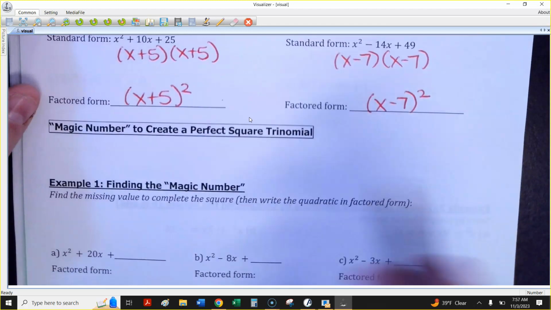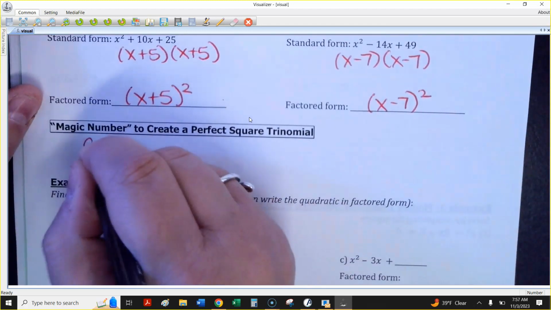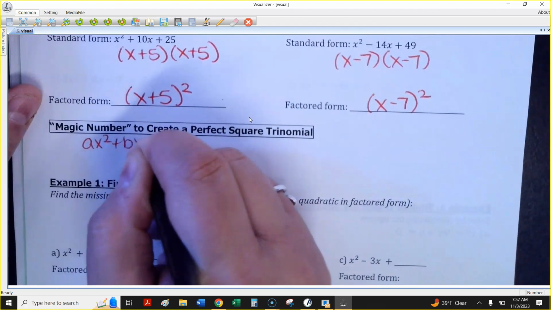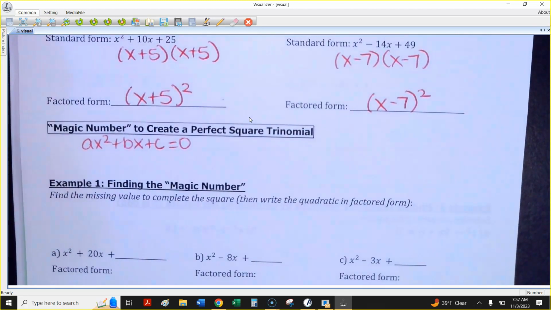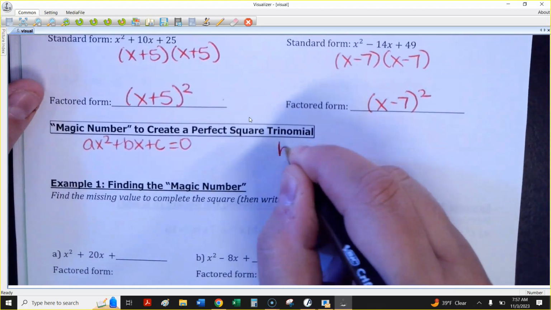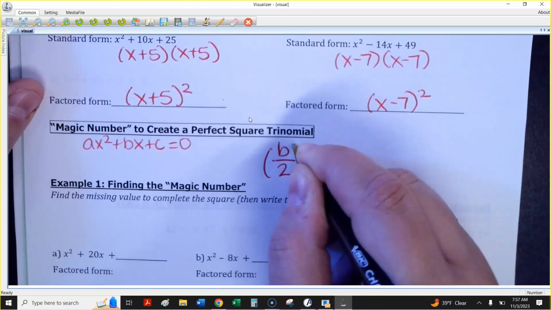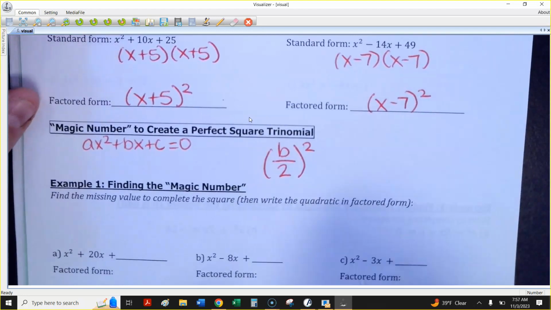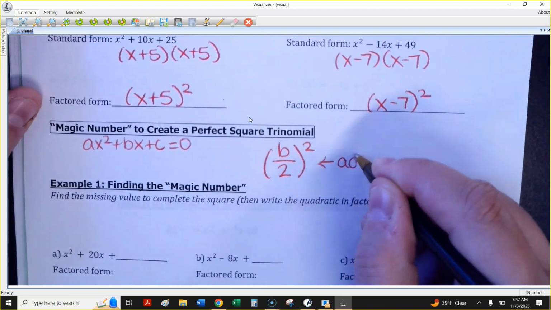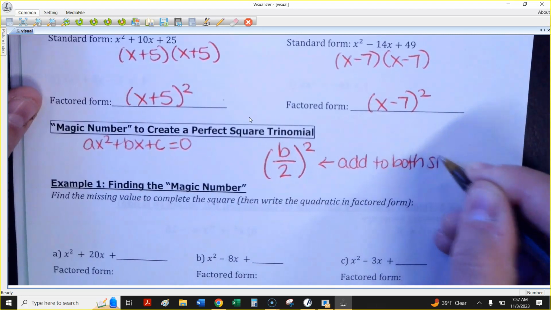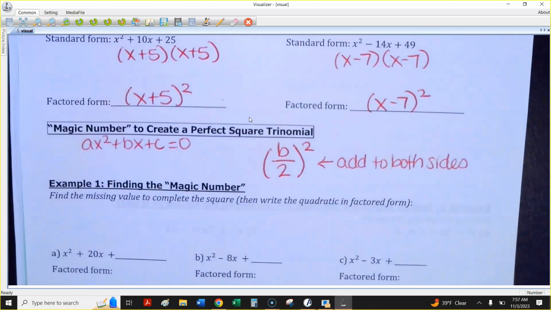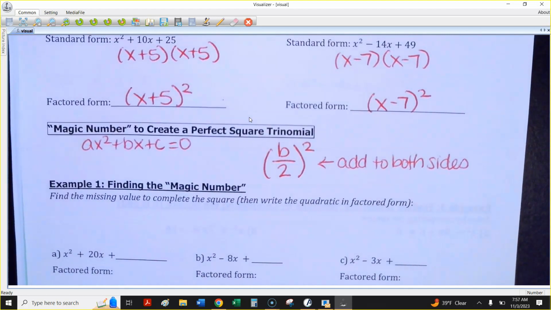So to do that, if you have ax squared plus bx plus c, and you can identify the b value, it is just the b value divided by 2, squared, and you're going to add this to both sides when we have an equation. But that's all you're going to do, and we're going to work on this. We're just going to create some perfect square trinomials.